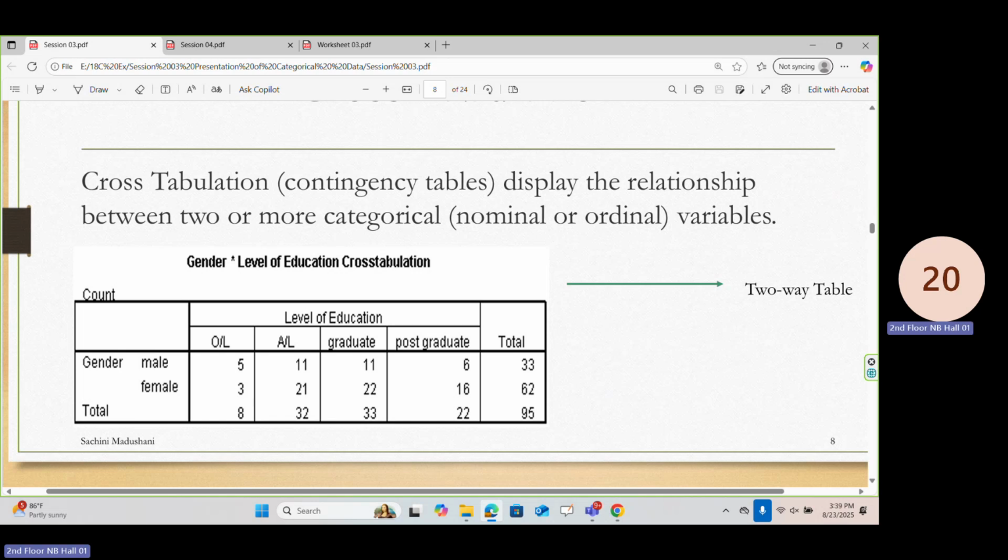Then we can do the comparison gender-wise. Yes or no? We can do the comparison. Then we can say most of the respondents are female. Okay. Then we take level of education-wise. Most of the respondents are graduates, can't we say? 33 graduates are there. So we can say most of the respondents are graduates. Clear? That is the way we can interpret the results.